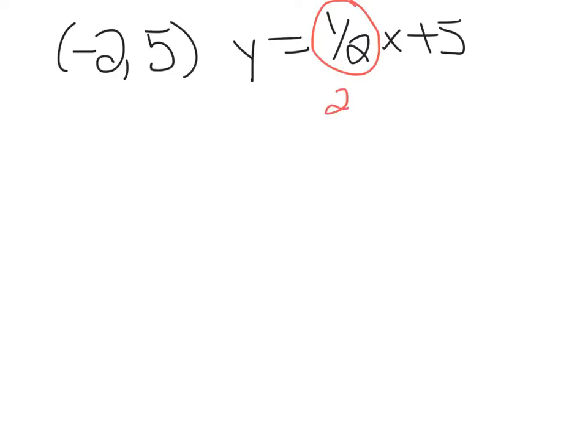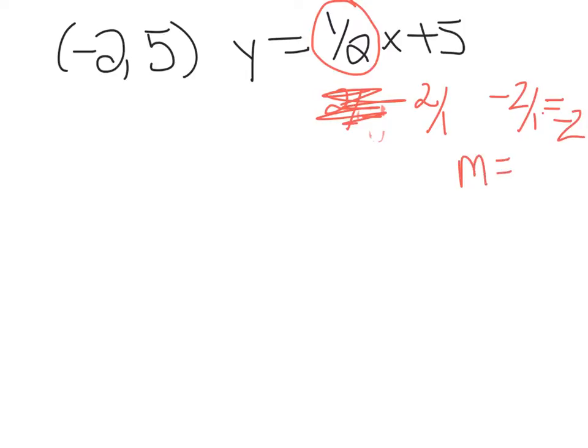to flip it over. So we flip it over, we get 2 over 1, and then we have to make it the opposite. It's going to be -2 over 1, which is really just equal to -2. So that's my new slope.